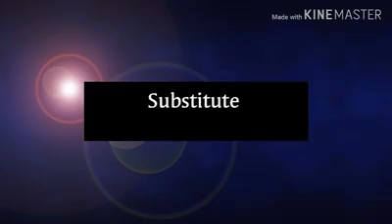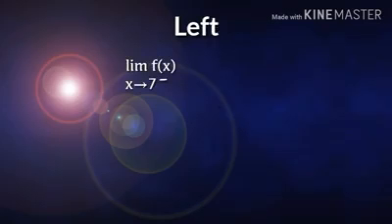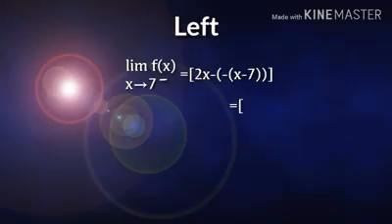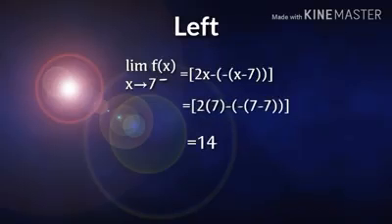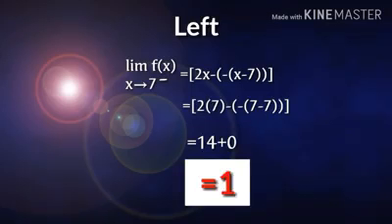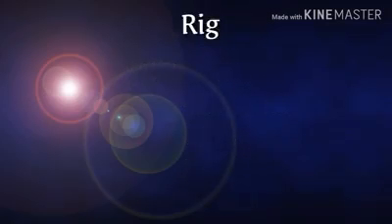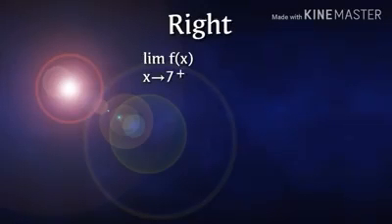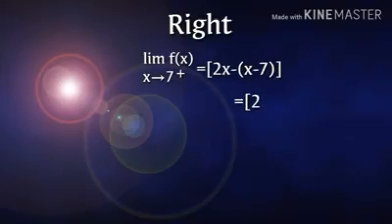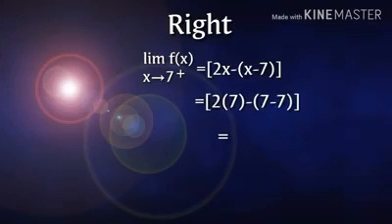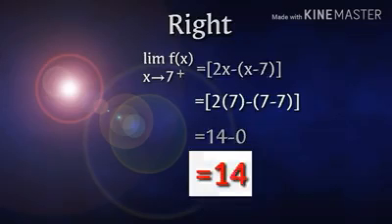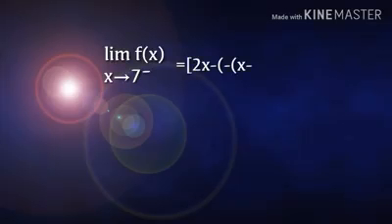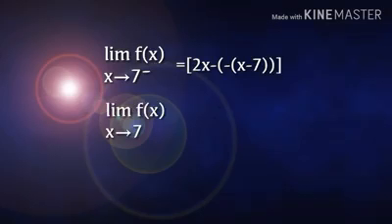After we resolve the absolute value, substitute the value of x. From the left, just substitute the value of x and it will become 2 times 7 minus negative 7 minus 7, equals 14 plus 0, equals 14. From the right, it will become 2 times 7 minus 7 minus 7, equals 14 minus 0, equals 14. It means the limit of f of x as x approaches 7 from the left and from the right are both equal to 14.